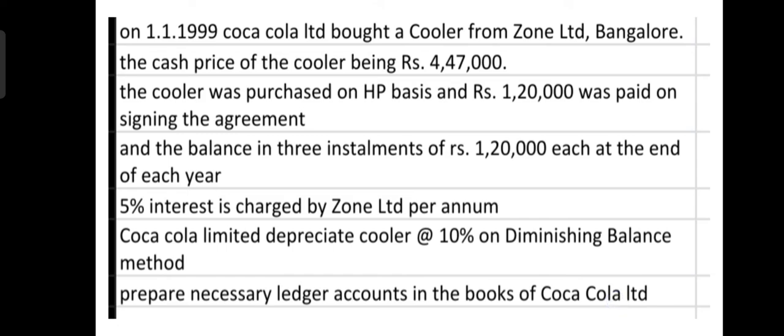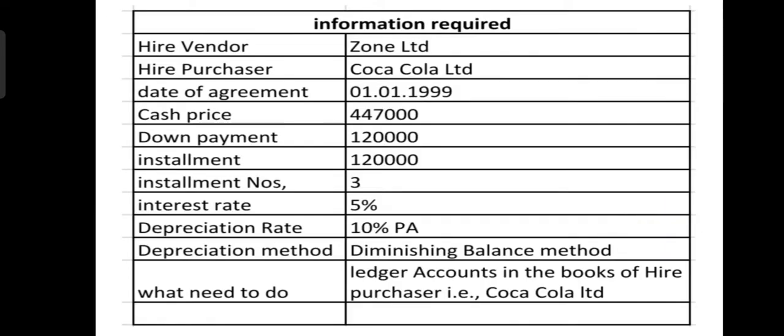After reading this problem, first we should identify the required information to solve it. So what information is required? Who is the hire vendor? That is Zone Limited. Who is the hire purchaser? Coca-Cola Limited. What is the date of agreement? 1/1/1999. What is the cash price of this cooler? That is 4,47,000. What is the down payment? 1,20,000. What is the installment amount? 1,20,000. How many installments? 3 installments.